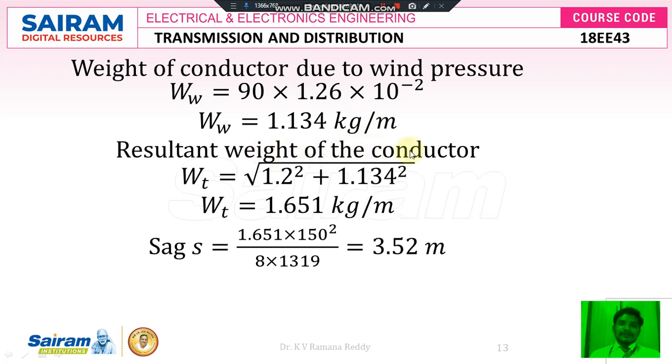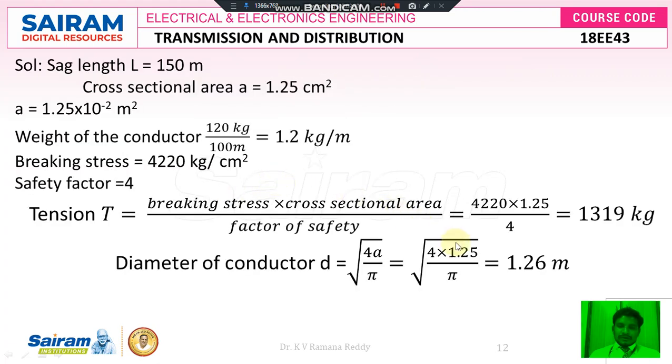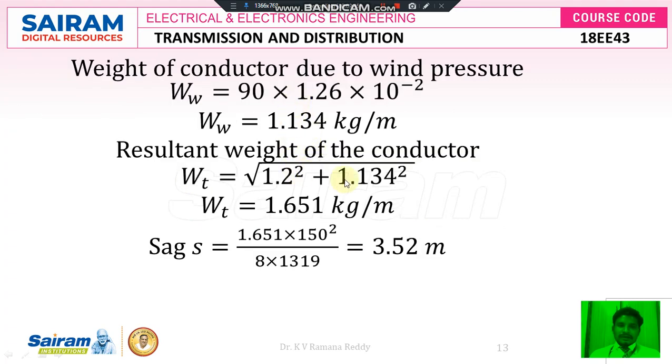The resultant weight of the conductor, the total weight of the conductor W, is equal to square root of the weight of the conductor 1.2 whole square plus the weight due to wind pressure 1.134 whole square. The overall simplified net weight W is 1.651 kg. Sag is equal to 3.52 meters.